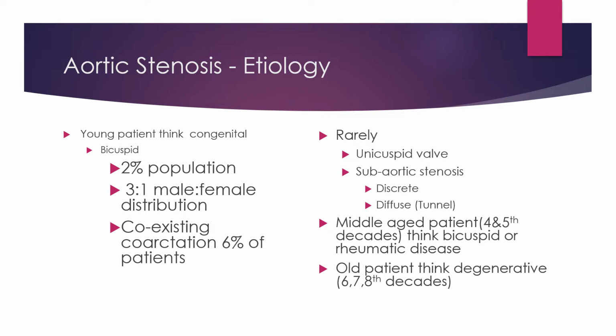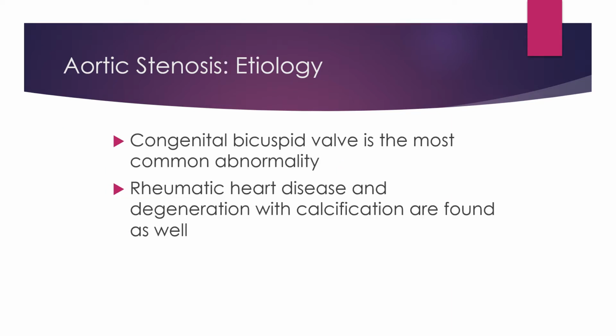Etiology: in the young patient, think congenital bicuspid valve, 2% of the population, 3:1 male-to-female distribution, with coexisting coarctation in 6% of patients, rarely unicuspid valve or subaortic stenosis, discrete or diffuse. In the middle-aged patient, 4th to 5th decade, think bicuspid or rheumatic disease. In the old patient, think of degenerative disease in the 6th, 7th, and 8th decade of life. The congenital bicuspid valve is the most common abnormality. Rheumatic heart disease and degeneration with calcification are found as well.